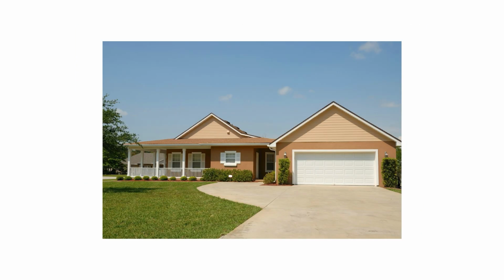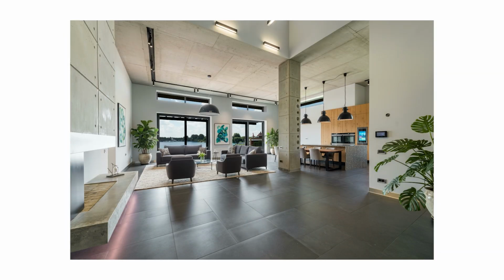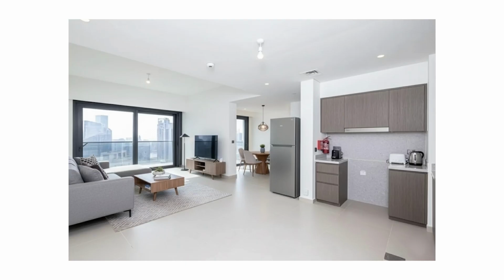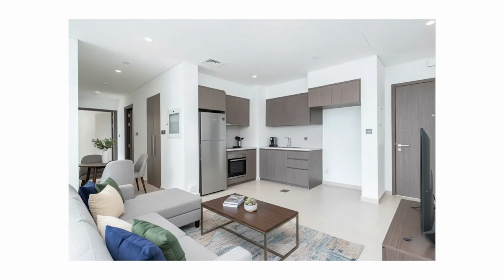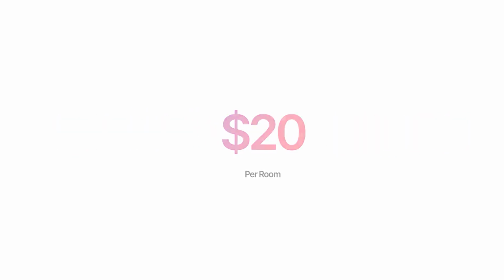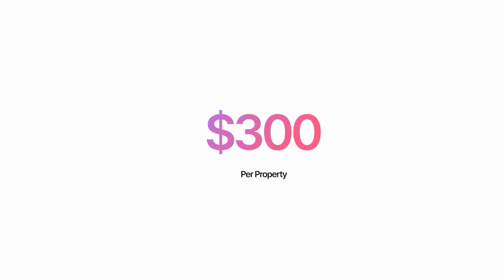Why does this work? First, real estate agents have budget. They're not broke influencers. Second, clear ROI. Staged homes sell 32% faster, and they cite this stat all the time. Third, traditional staging costs $1,000 to $2,000 per property. My service costs $20 per room, which equals $300 to $600 per property. It's massive savings and an easy sell.